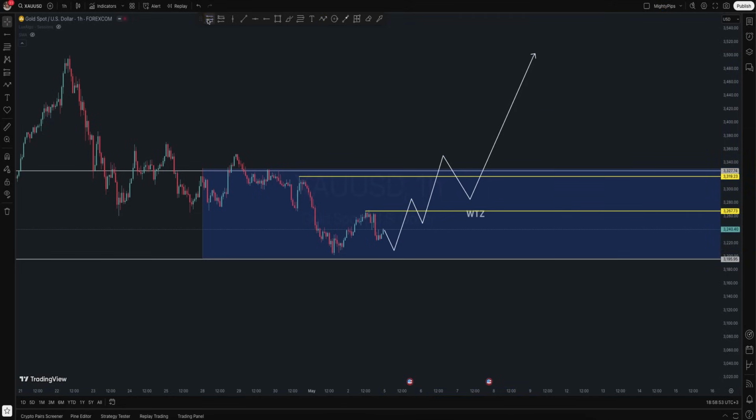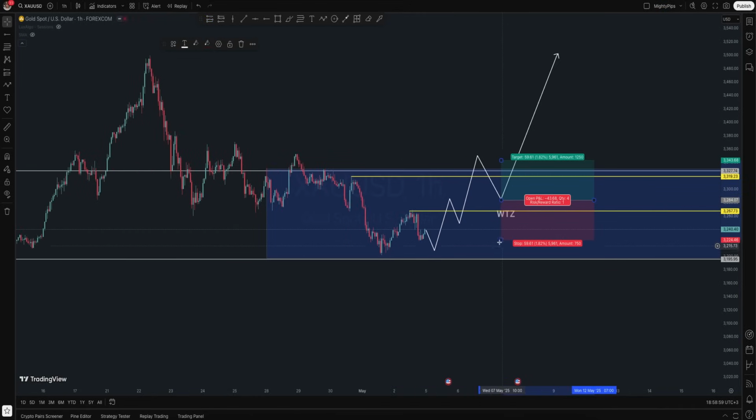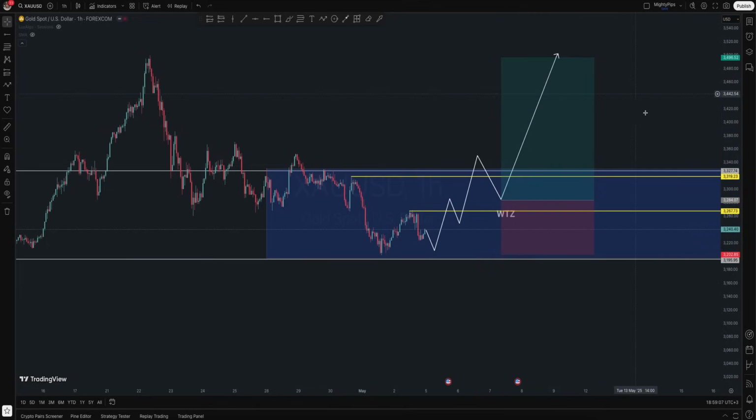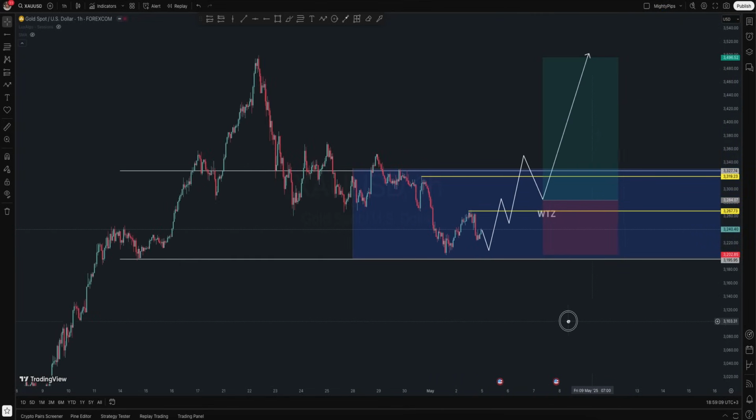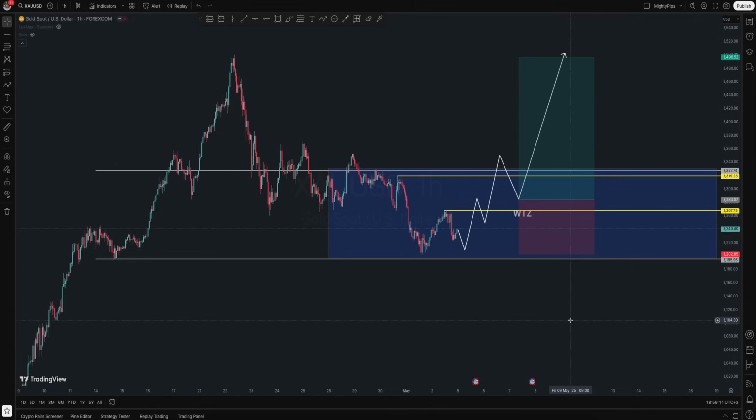So that is where we will be targeting gold to reach. We'll be looking for entries around here for gold, and then our stop loss is going to be below this most recent low that gold has created down here, and then we are going to target that high like that. So that is a setup that I'm looking for gold next week.